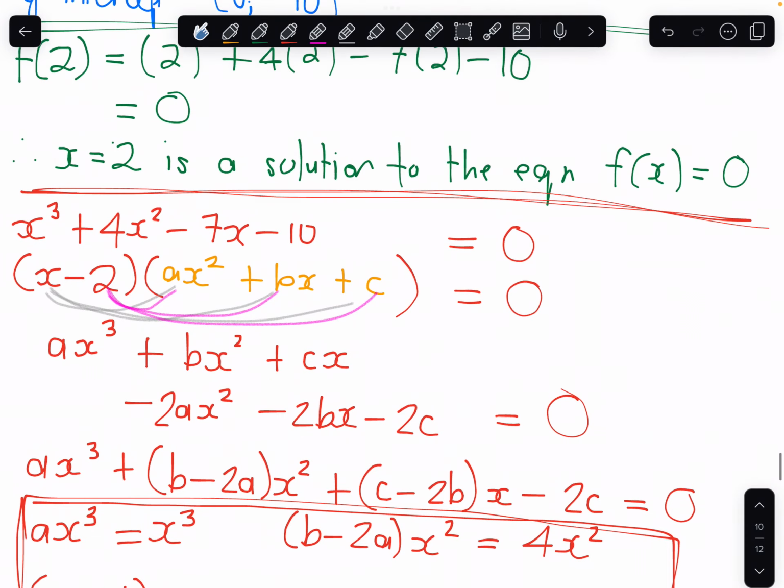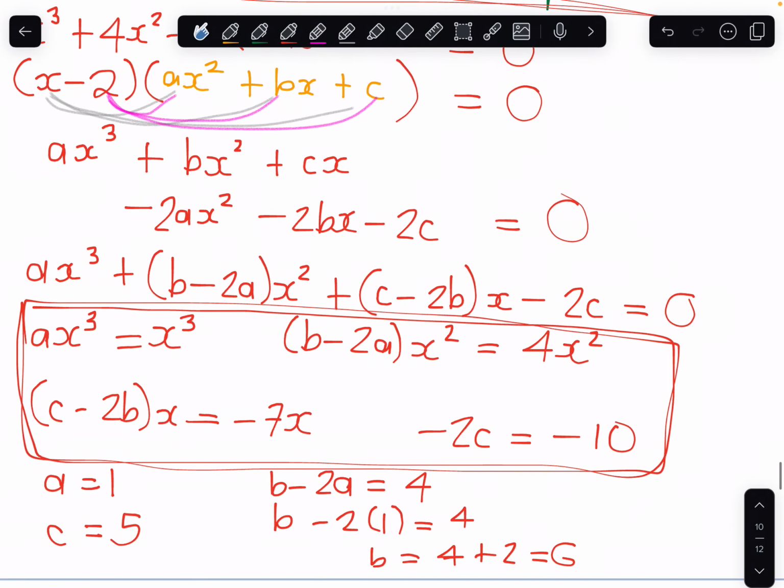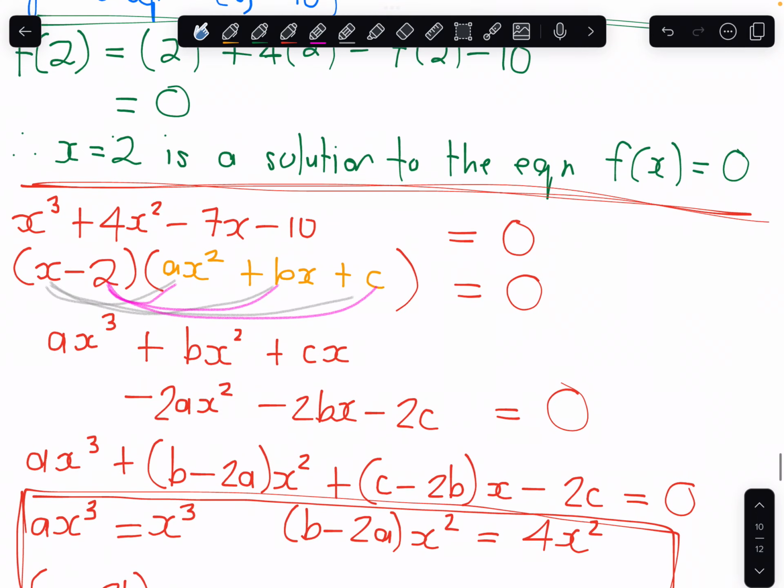Right. Okay, so let us shrink some things.